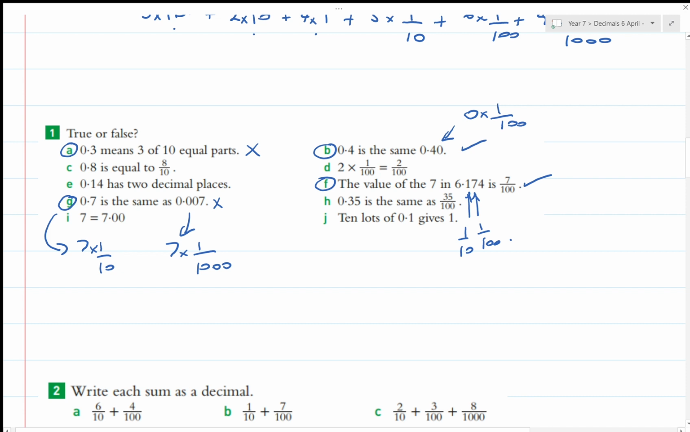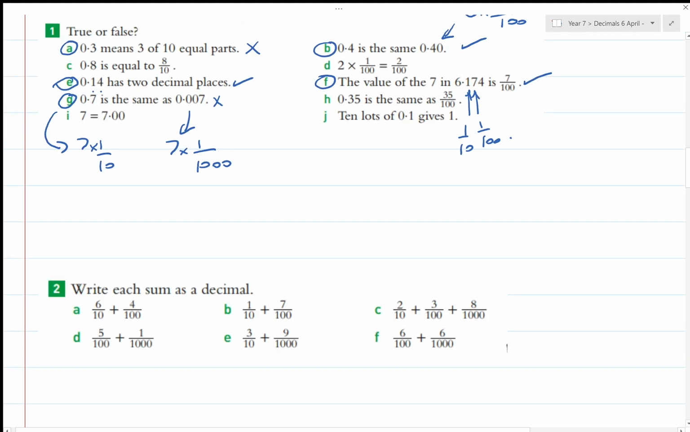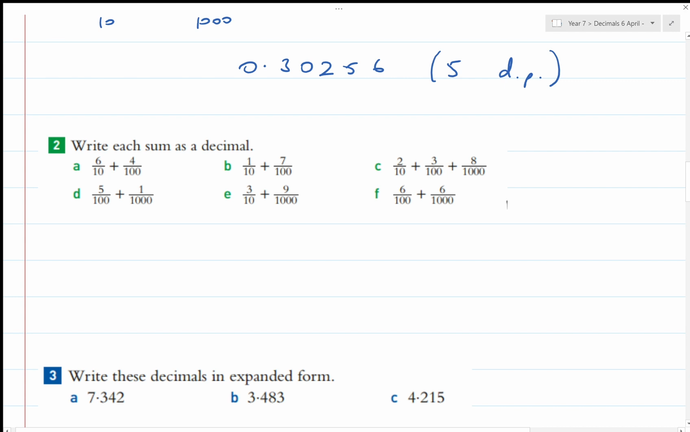And probably the other one more that I want to do with you is this one. 0.14 has 2 decimal places. The answer to that question is yes. When we talk about decimal places, we talk about number of digits after the dot. Okay? How many digits after the dot? 1, 2. 2 decimal places. So here's a number with 5 decimal places. 0.30222. Okay? So that one has 5 decimal places, which we call DP, decimal places. Because my class knows this, mathematicians, we're all lazy. DP is easier to write than decimal places.